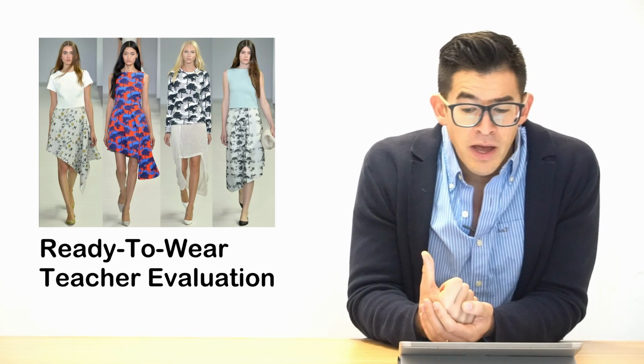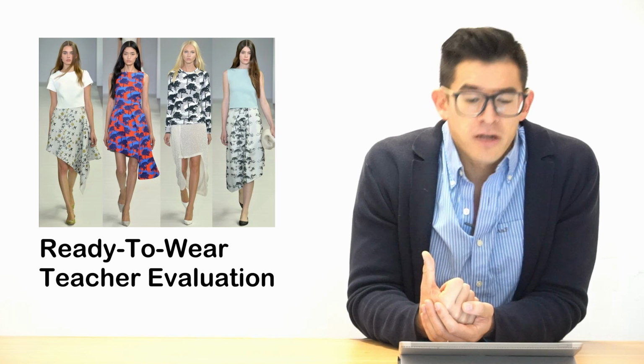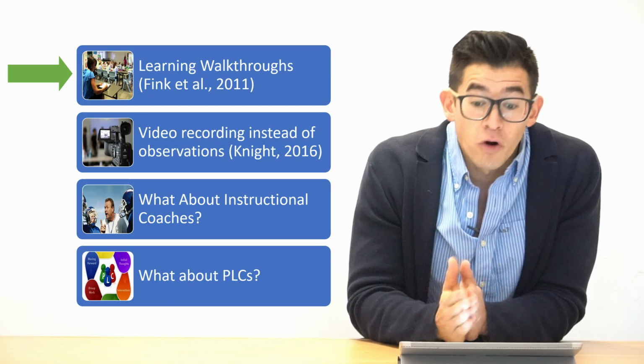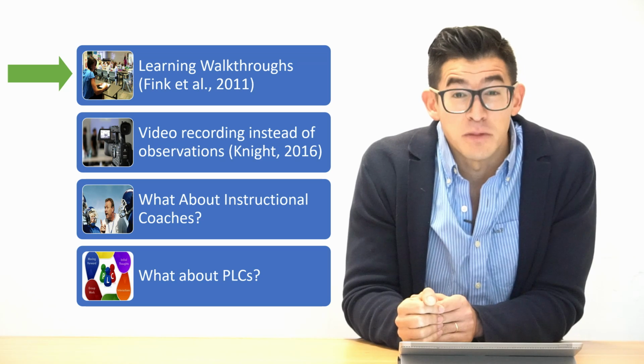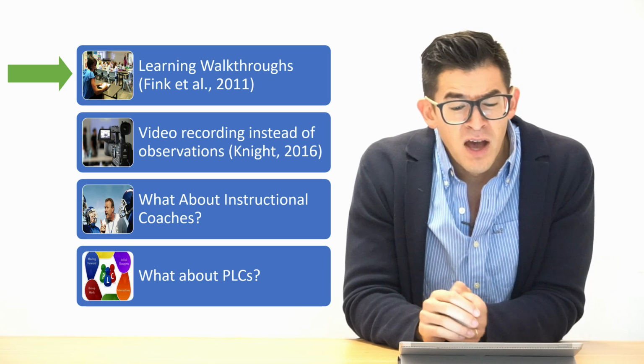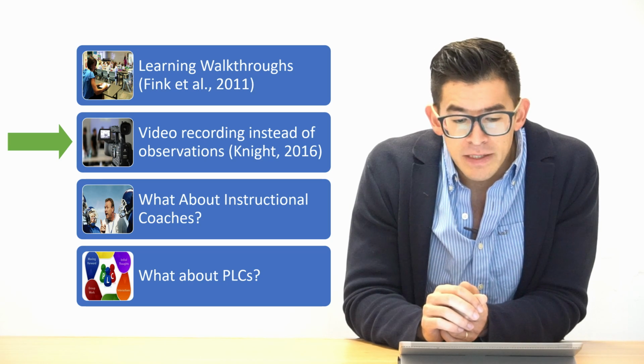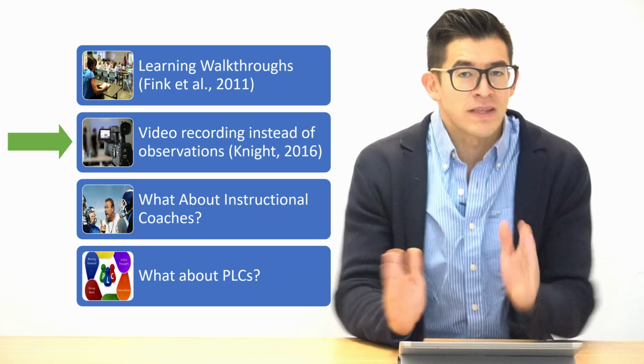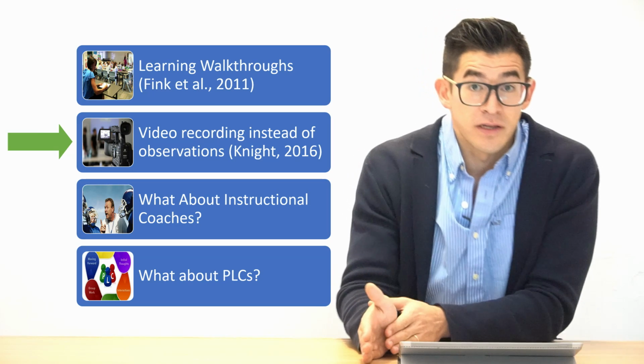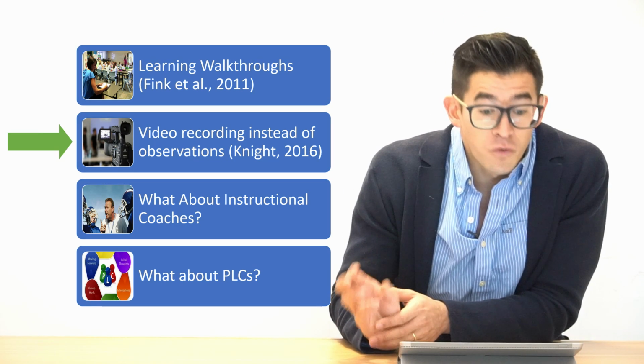First of all, Fink and Markholt talk about the importance of learning walkthroughs to norm expectations. I think that's something that could be built into Stronge. I'd also consider replacing observations with videos. Jim Knight talks about the importance of closing the gap between perception and reality, and video is a great way to do that.